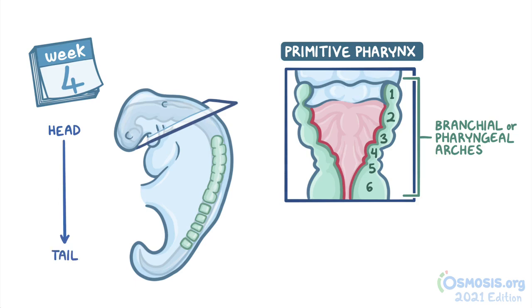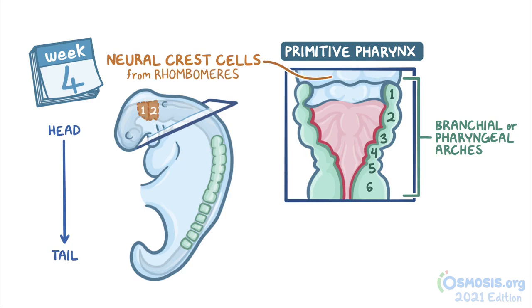At the same time, neural crest cells from the midbrain and the first 2 rhombomeres migrate bilaterally to the region and infiltrate the mesoderm bumps, where they support the development of embryonic connective tissue needed for craniofacial development, called ectomesenchyme.